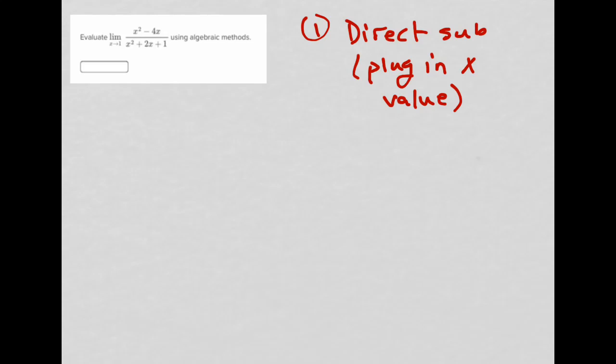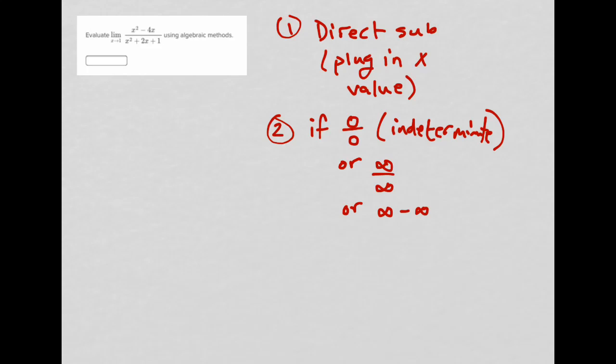So here we're supposed to evaluate the limit using algebraic methods. What does that mean? Well, first, that means try direct substitution and see what that gives you. So that's what I'm going to do. If that doesn't work, if you get indeterminate forms, you have to do some other kind of trick. I'll probably talk about the tricks in the next video.